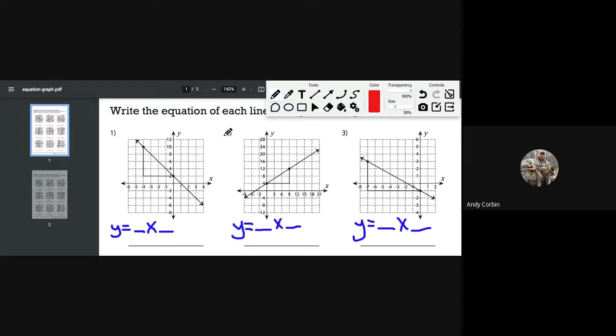Okay, so if you knew what you were doing, it probably would have taken you about that long. Okay, so let's see if we can get you on green with these.